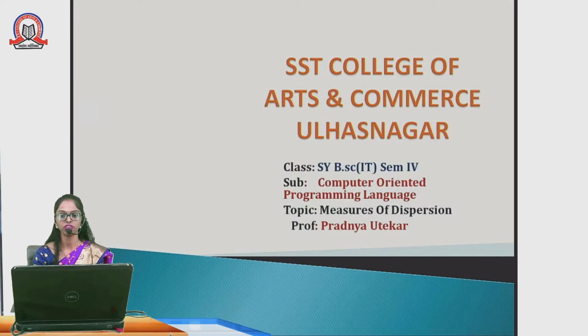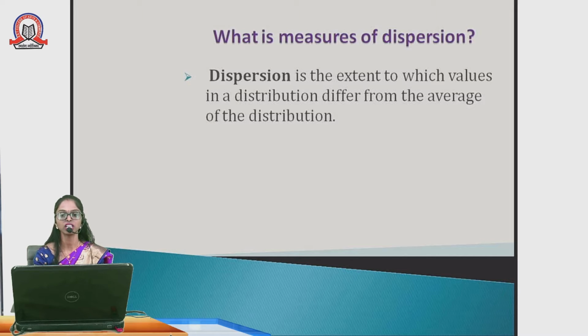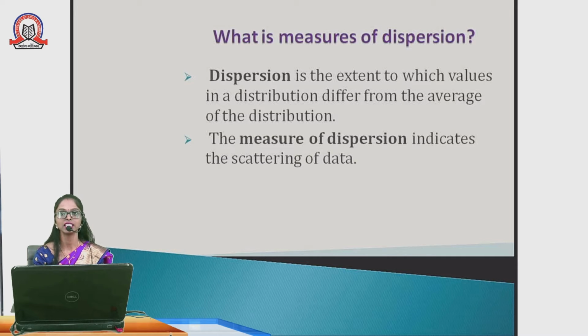In this video, we learn measure of dispersion, which is a topic of the SYBSC IT Computer Oriented Programming Language subject. First we see what is measure of dispersion. Dispersion is the extent to which values in a distribution differ from the average of the distribution. That is, it indicates the scattering of the data. It means it uses the average of the given data.